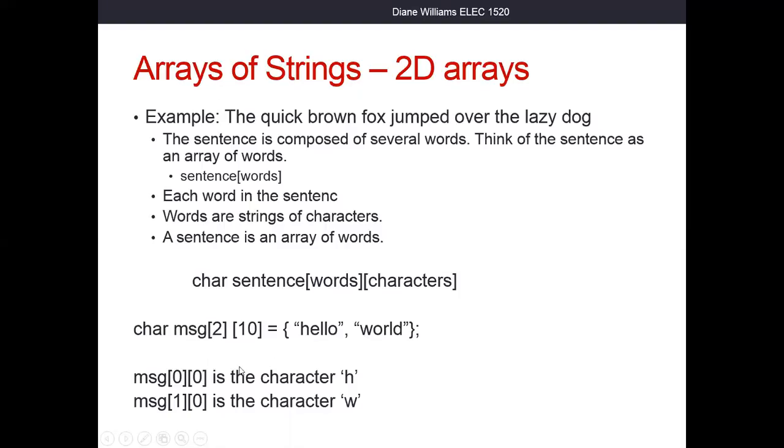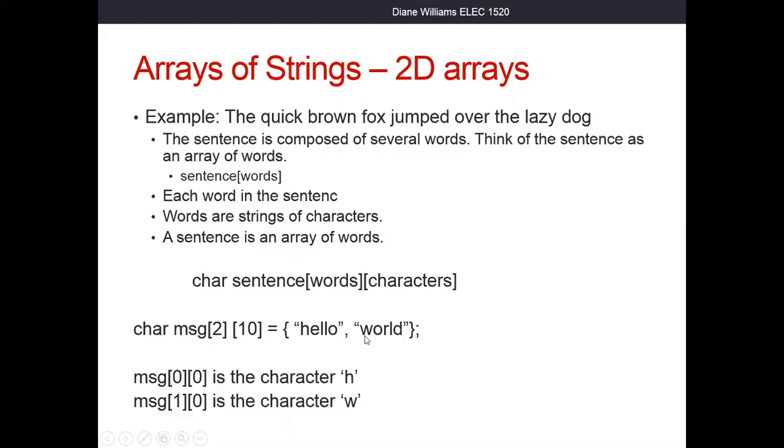And then I can refer to each one of these using the 2D array notation. So message at word 0 is hello, and character 0 is the character h. Message at word number 1 is world, and at position 0, character 0 is w.